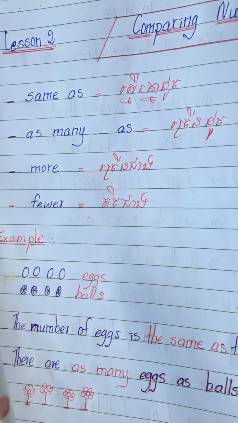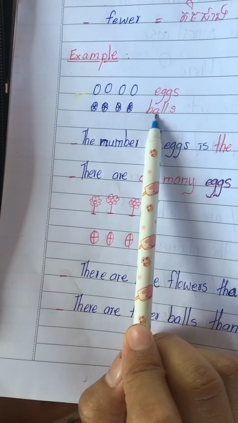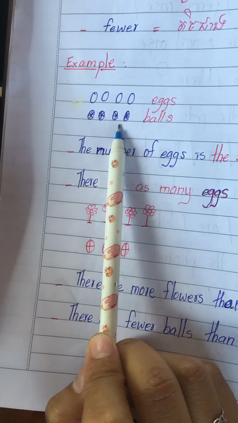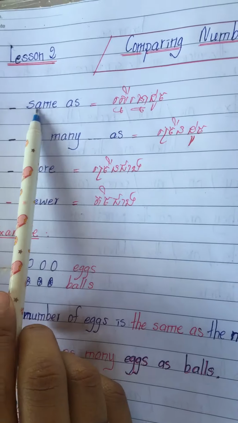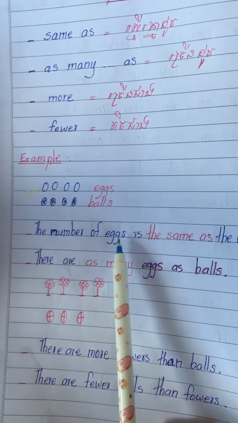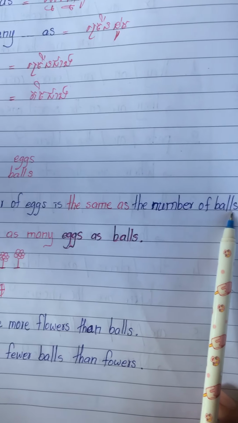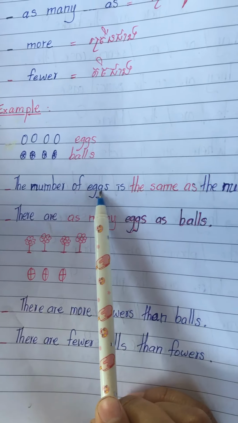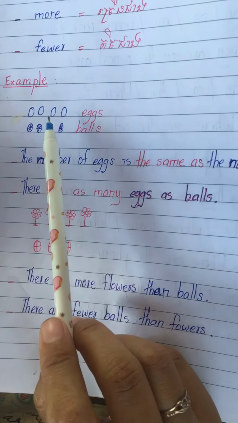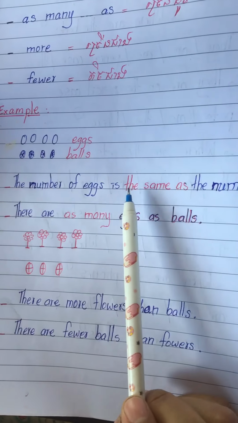Okay, now I give you one example. For example, I compare the eggs and the balls. The eggs and balls here. So these are for eggs, these are for balls. So I will use these words, the same as. I will say, the number of eggs is the same as the number of balls. It means that eggs and balls are the same number. So that's why I use the same as.